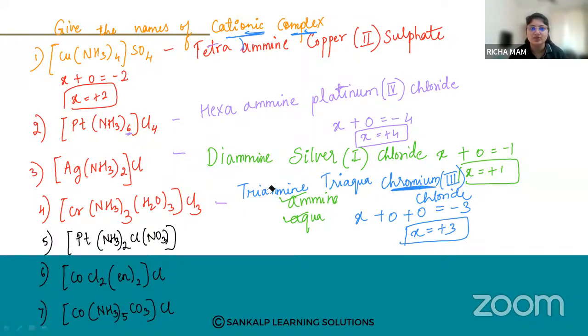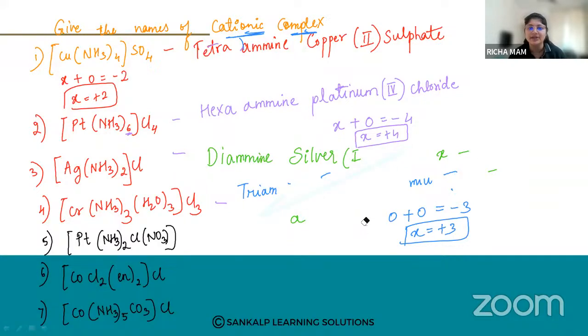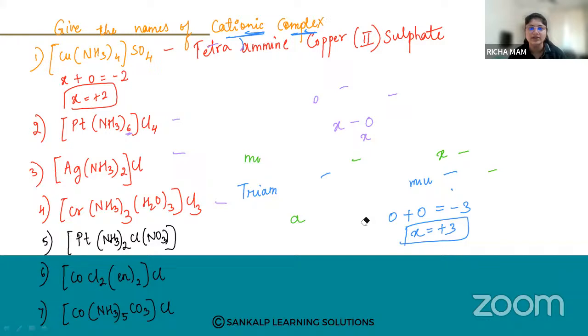So we have seen one, two, three, four. Yeah, four. Okay. So let me clear this. So it is triammine, triaqua, chromium 3 chloride. Okay. Chromium 3 chloride. Fine. Let us go for the next one.